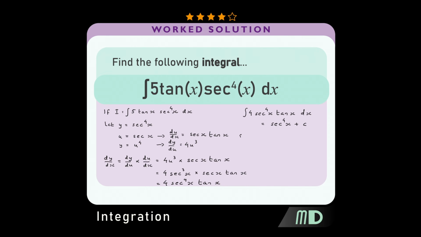So I is equal to 5/4 of the integral of 4 multiplied by the secant of x raised to the power of 4 multiplied by the tangent of x, which is equal to 5/4 of the secant of x raised to the power of 4 plus the constant c.